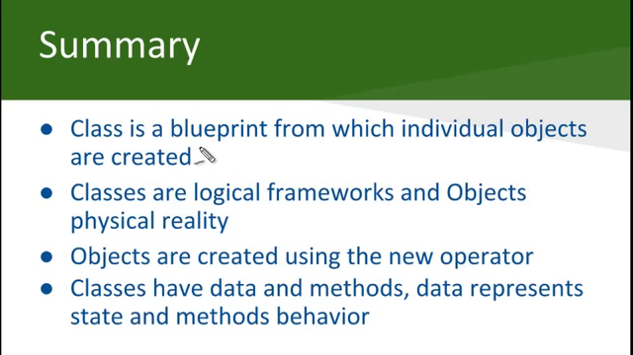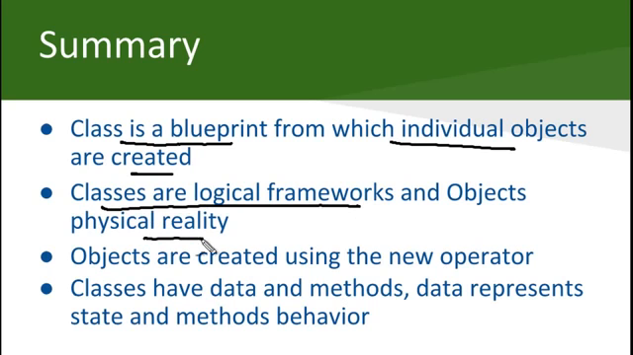Let us now summarize what we have learned so far. Class is a blueprint from which individual objects are created. But classes are just logical frameworks. The physical reality are objects, and these are created using the new operator. And classes have data and methods both. Data or the fields represent the states, and methods represent the behavior.